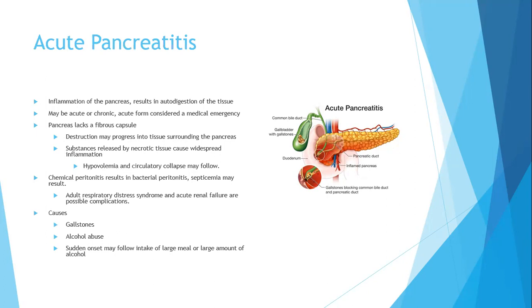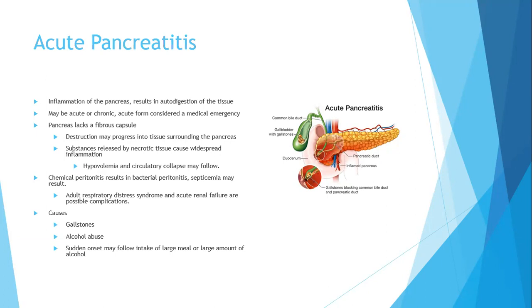So inflammation of the pancreas could be serious, and one of the problems with inflammation of the pancreas is the pancreas itself doesn't have an organ capsule. And so if there's inflammation in the pancreas, it can result in autodigestion of the tissue. So the inflammation actually damages pancreas tissue. Pancreatitis can be acute or chronic, and the acute form is considered a medical emergency.